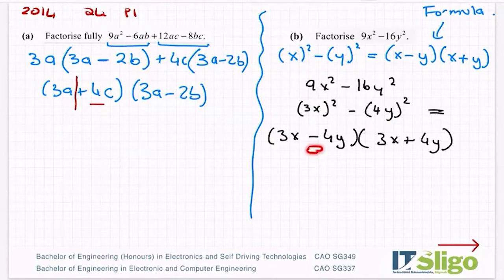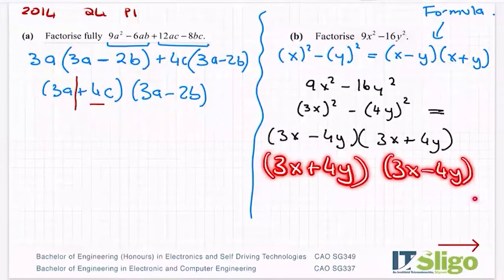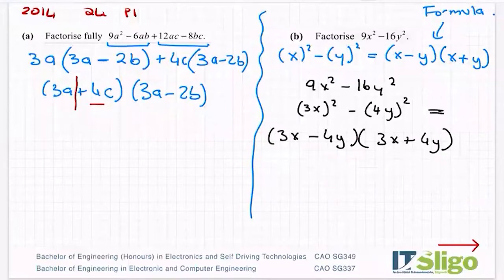Okay, it doesn't matter which bracket is plus and minus. So you would have been perfectly correct going 3x plus 4y by 3x minus 4y. Okay, that's the exact same answer. And that is the difference of two squares. This piece here is your answer.